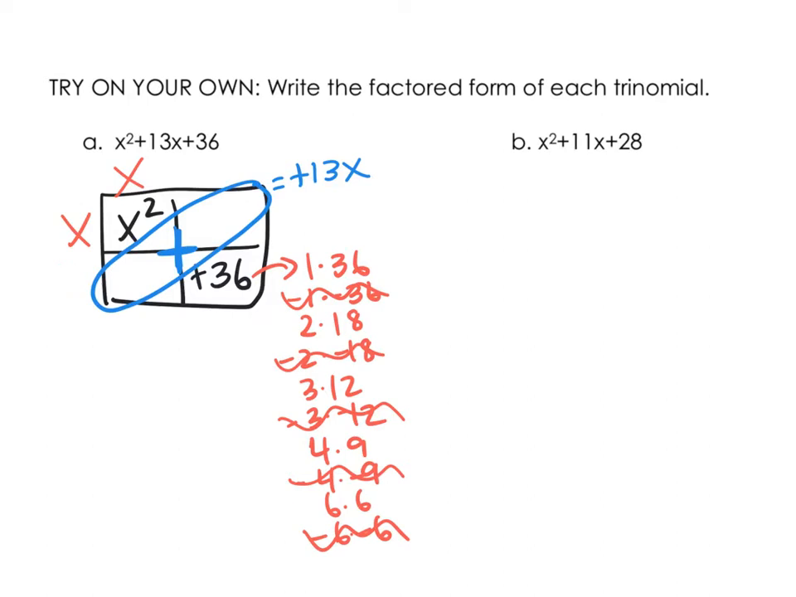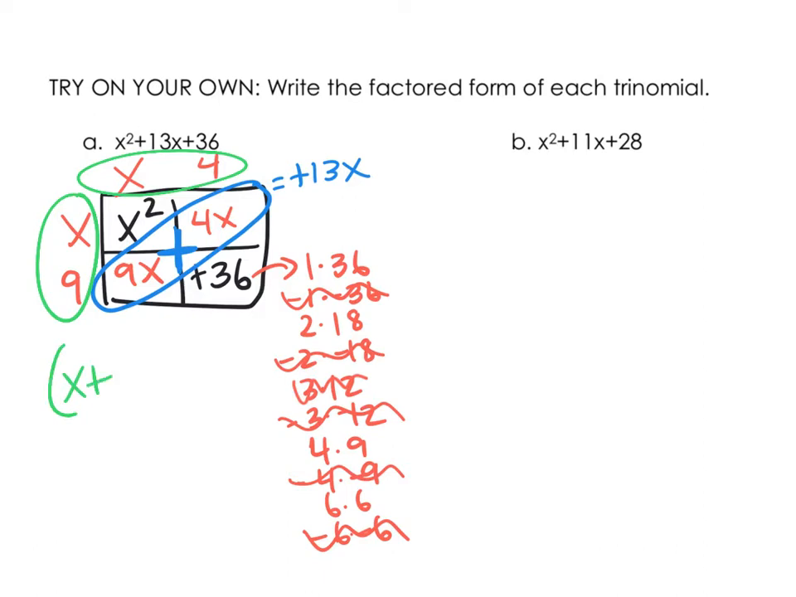So I'm going to cross off that 3 and 12 on my list. It didn't work. Let's go down the list. Let's try 4 and 9. 4 times x will give me 4x, and 9 times x will give me 9x. So if I check that, 9x plus a 4x does give me 13x. So I got this right. I can see that my solution is what I found on the top and the side. So my answer is an x and a positive 4, and an x and a positive 9.